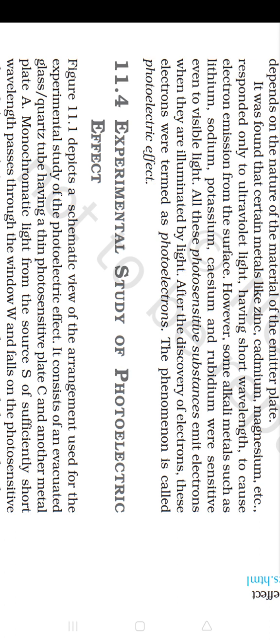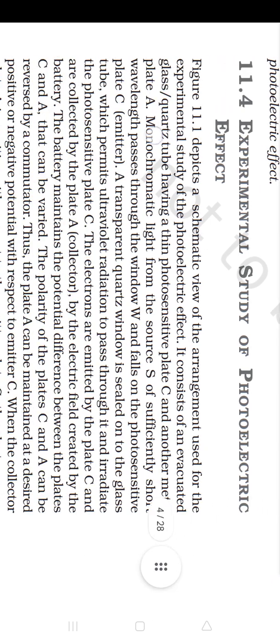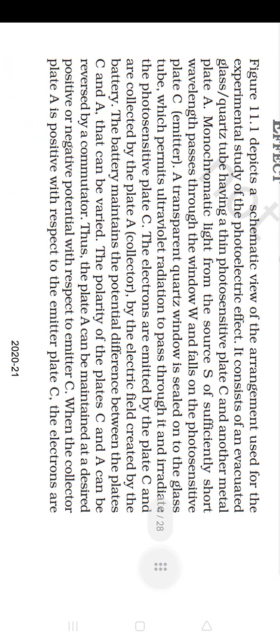11.4 Experimental study of photoelectric effect. Figure 11.1 depicts a schematic view of the arrangement used for the experimental study of the photoelectric effect. It consists of an evacuated glass quartz tube having a thin photosensitive plate C and another metal plate A. Monochromatic light from the source S of sufficiently short wavelength passes through the window W and falls on the photosensitive plate C, the emitter. A transparent quartz window is sealed onto the glass tube, which permits ultraviolet radiation to pass through it and irradiate the photosensitive plate C.